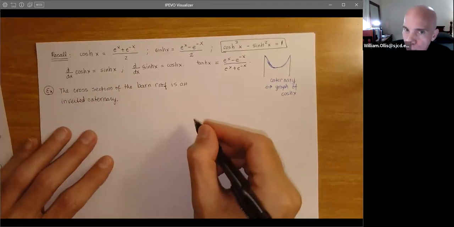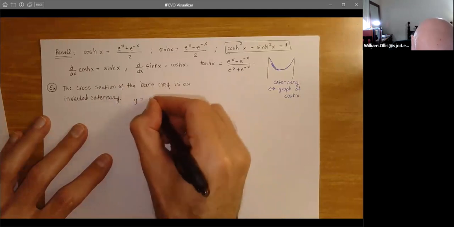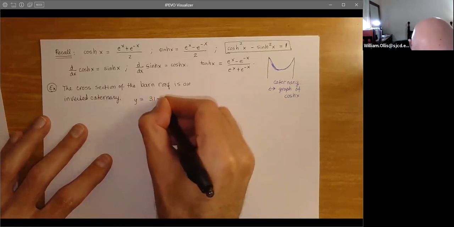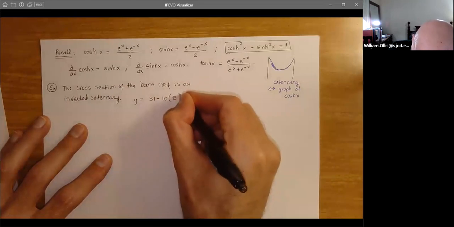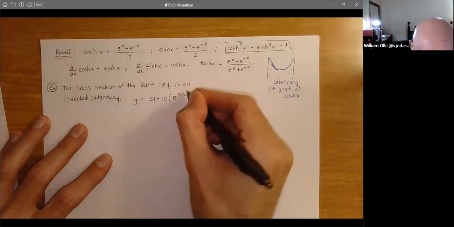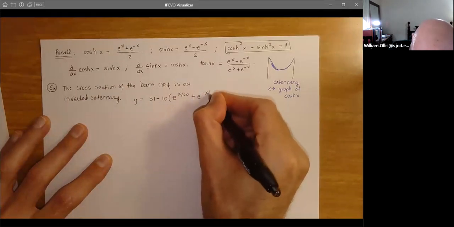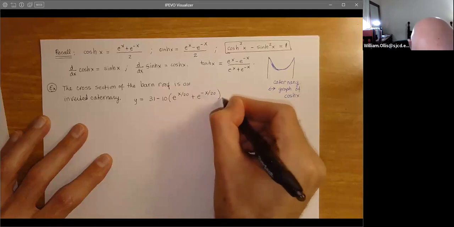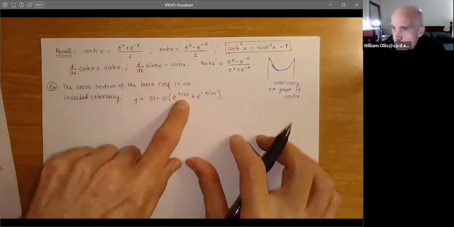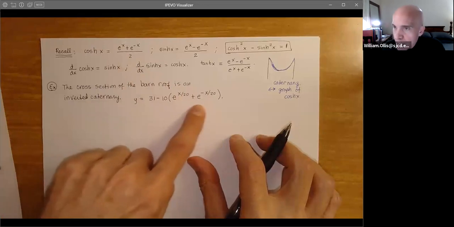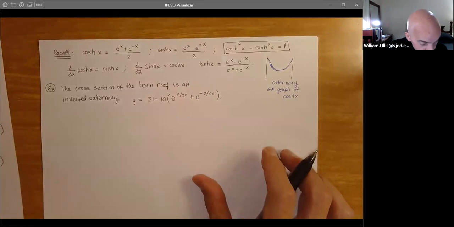This is where you use a little bit of your college algebra. So we have y equals 31 minus 10 times e to the x over 20 plus e to the negative x over 20. And so when you look at this, you see how it mimics this. x has just been replaced with x over 20. So this is the hyperbolic cosine. And here's what we have.